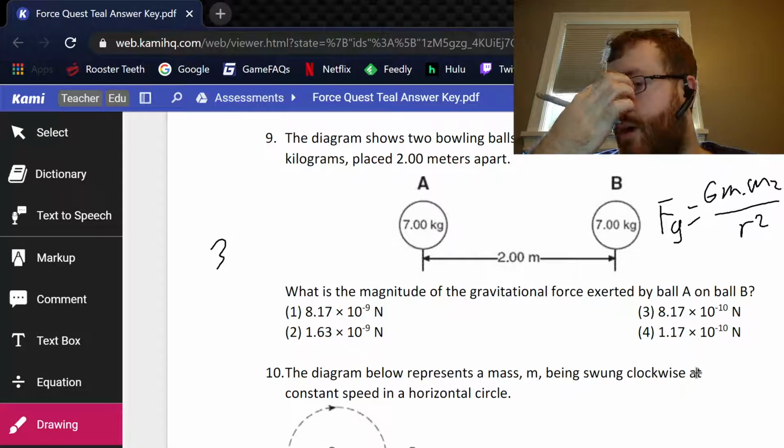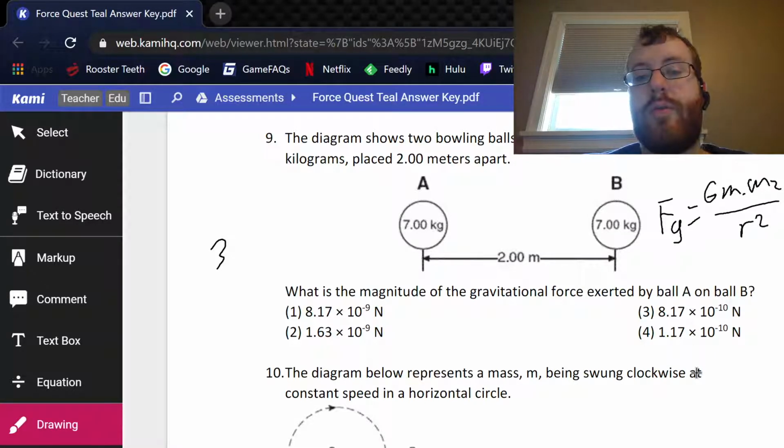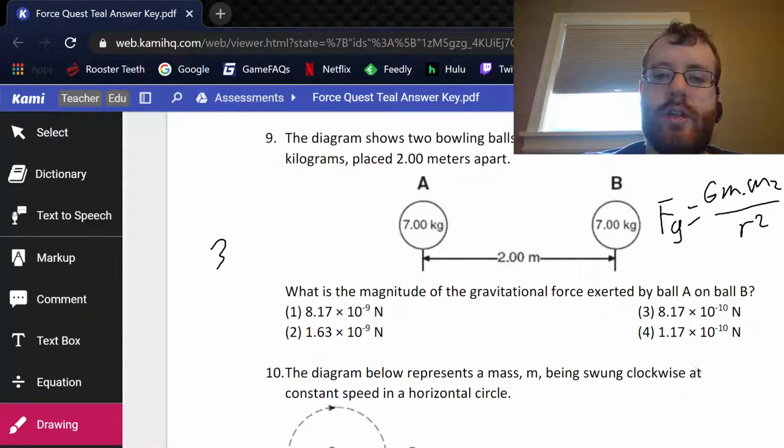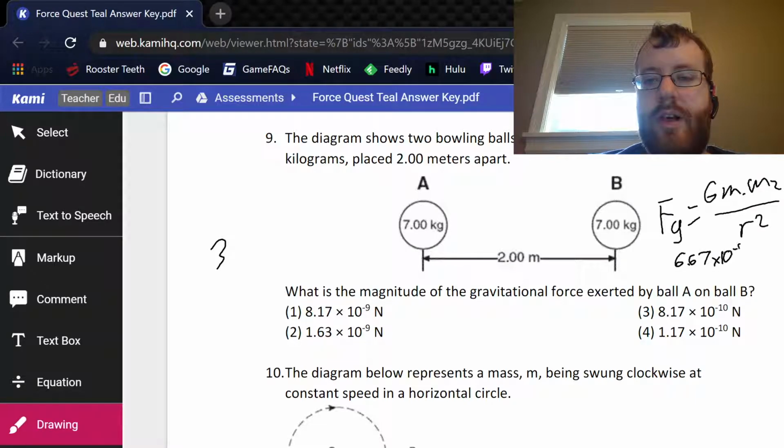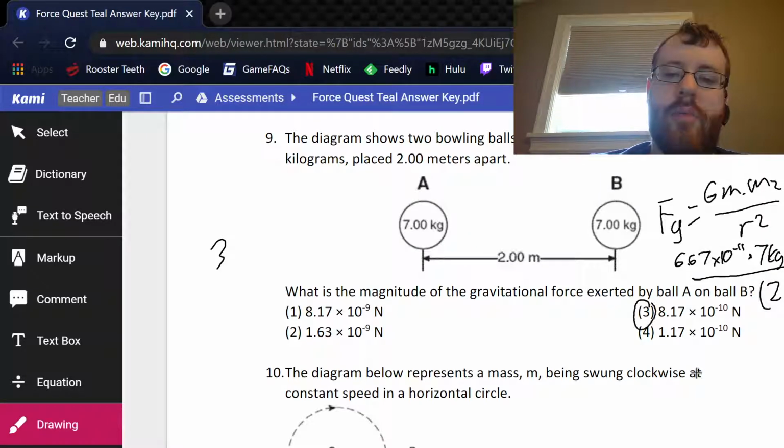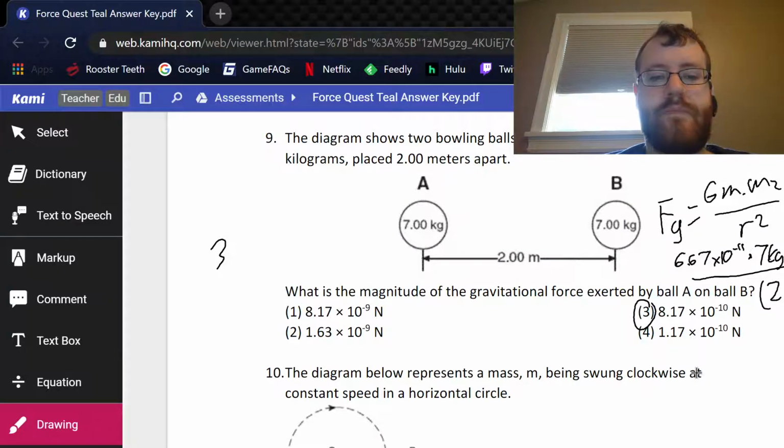Don't forget to square the r. This one's a pretty straightforward one because we have a small number. So again, G is 6.67 times 10 to the minus 11 times our masses, which is 7 kilograms times 7 kilograms, divided by my r squared, which is 2 meters squared. And when you do all the math out, I believe you get choice 3.